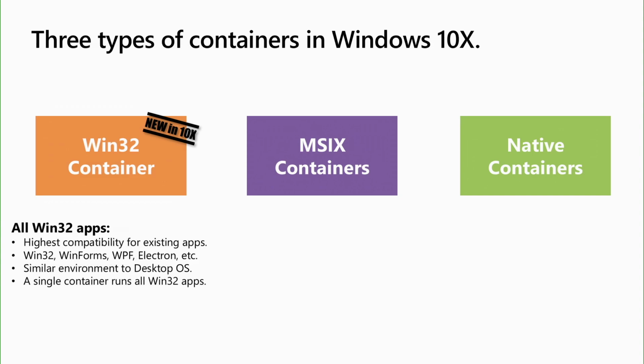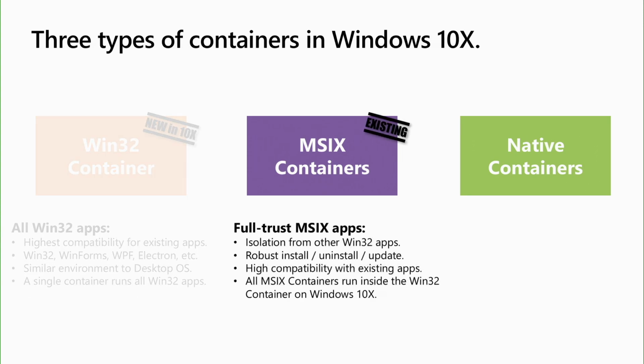So the Win32 container is new for Windows 10X, and this is where all Win32 apps run on Windows 10X. Now, this container has the highest compatibility for existing apps, and it runs everything from Win32 apps to WinForms, WPF apps, Electron apps, etc. The Win32 container has a similar environment to a desktop Windows OS, and there's a single Win32 container that runs all applications on Windows 10X. We'll dig into that a little bit in a minute.